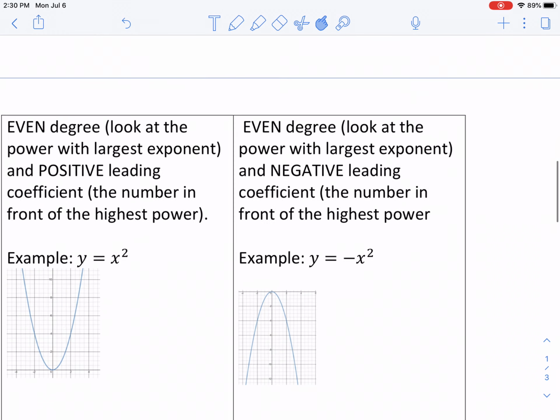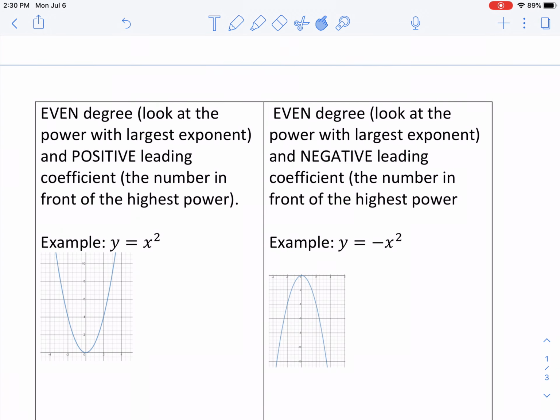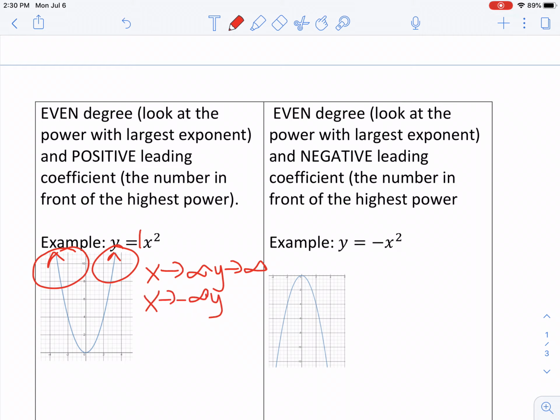Okay, let's look at the case of an even degree. So for an even degree with a positive leading coefficient, something like y equals 1x squared would fit that bill. We want to look at what's happening. Well, the end behaviors are going to match. As x goes to positive infinity, y is going to infinity. And as x goes to negative infinity, y is going to positive infinity. So this time, you want these to match. Okay, and if it's an even degree with a negative leading coefficient, think of a concave down parabola like y equals negative 1x squared. As x goes to infinity, y goes to negative infinity.